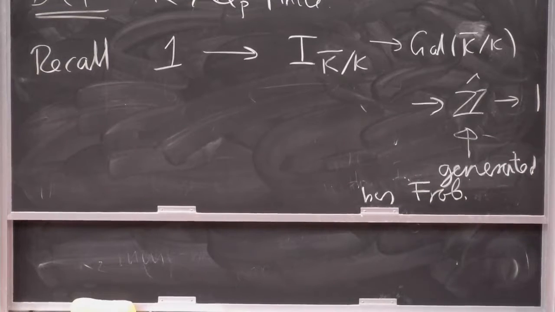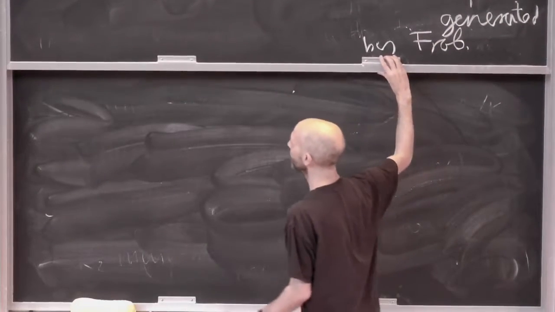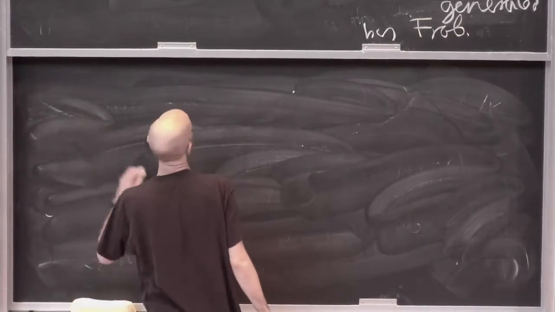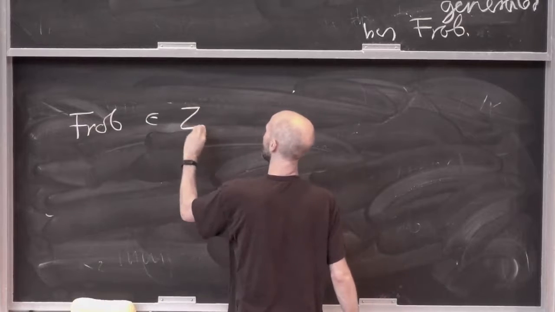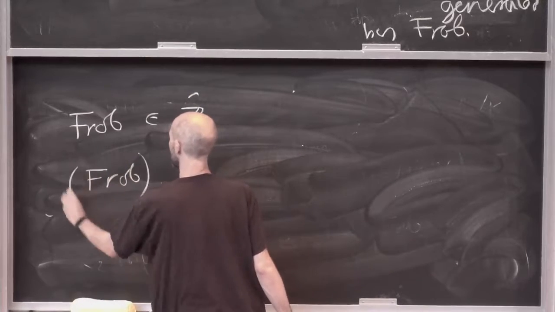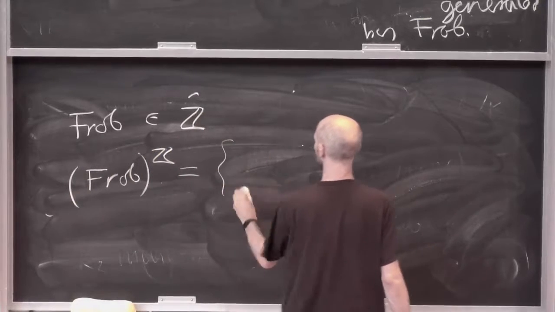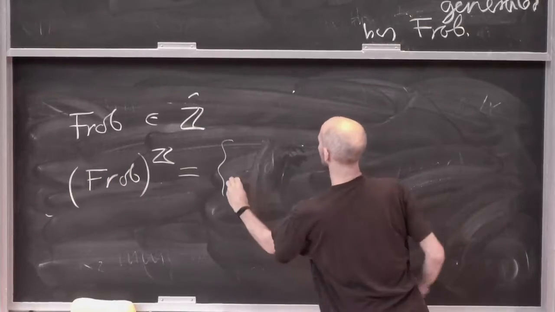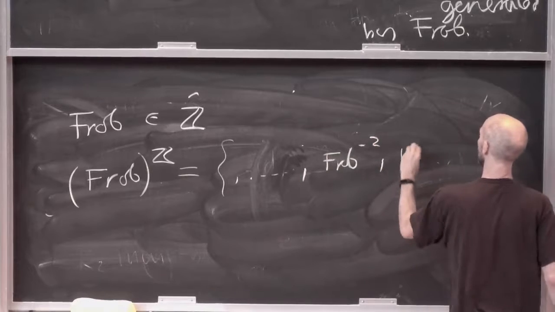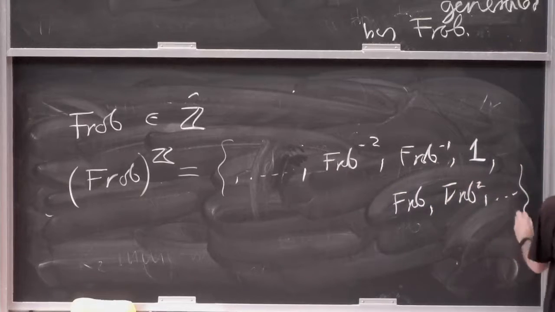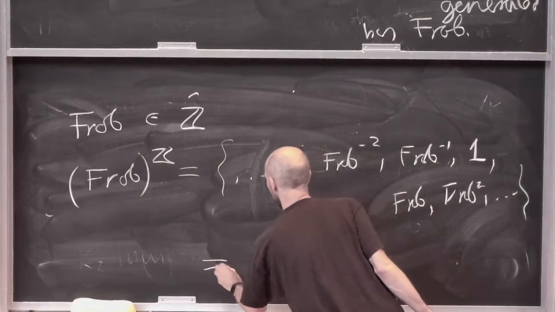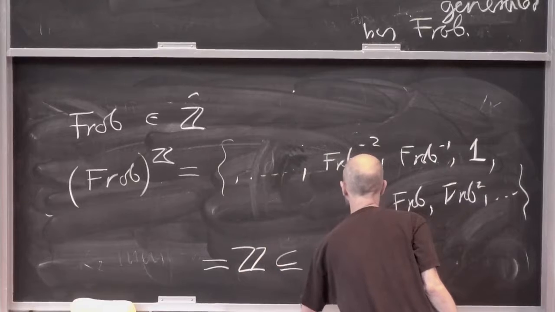And what I want to do, for reasons which initially I found very bizarre, is change this Z-hat to a Z. Okay. So let's look at Frob there. So Frob is in Z-hat, and so let's look at Frob to the power Z, as it were. So this is, whatever, the identity. Well, it's Frob inverse, Frob to the -2, Frob to the -1, the identity, Frob squared. There. That's a group which is canonically isomorphic to Z, right? And that lives in Z-hat.